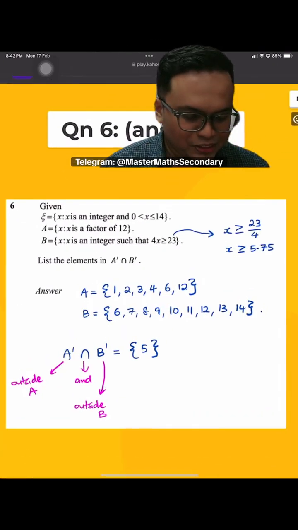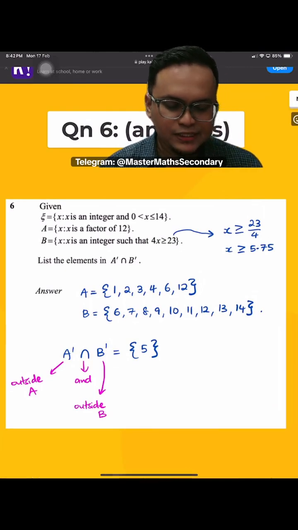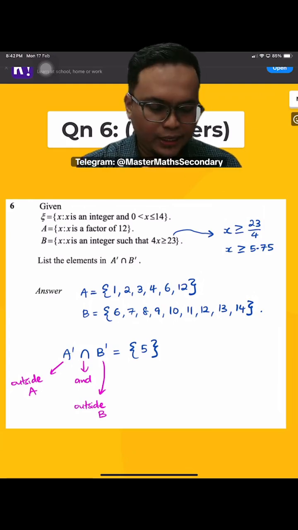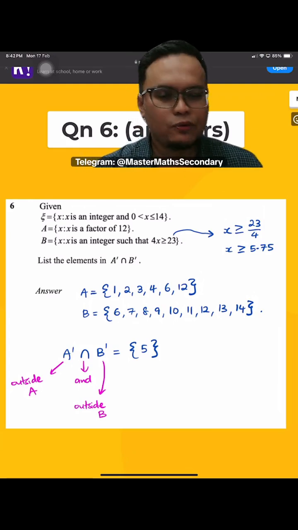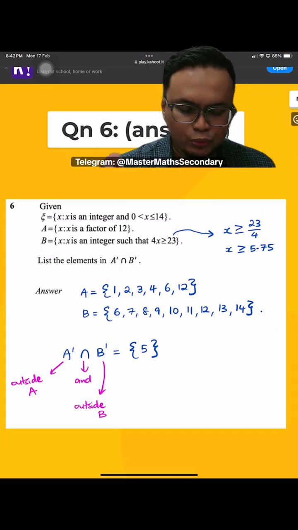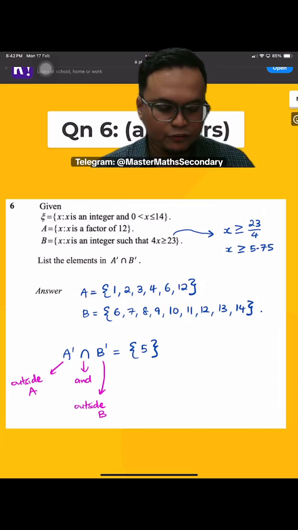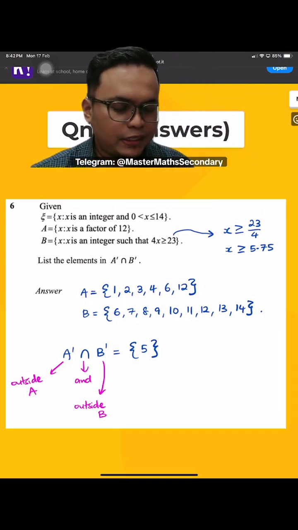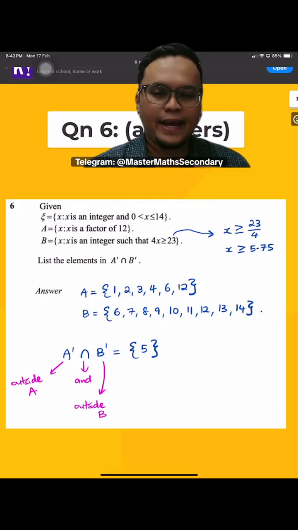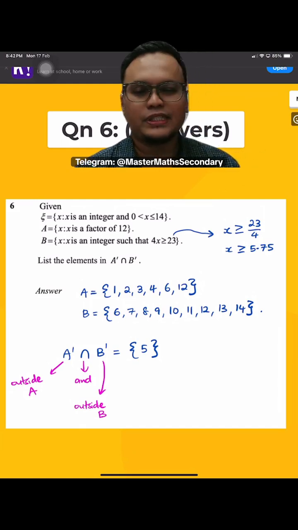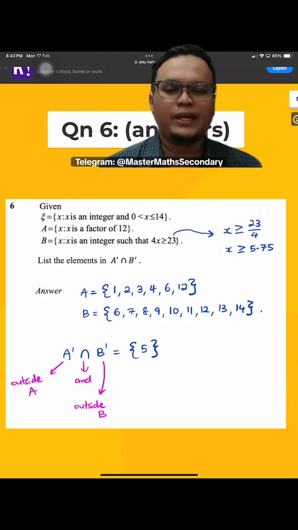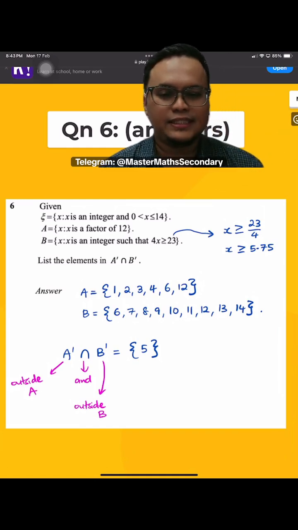For this question, the universal set basically tells us that we are looking at numbers from 1 to 14. More than 0, strictly more than 0, means 0 is not included. Now, factors of 12 between 1 to 14 will just be 1, 2, 3, 4, 6, and 12. If you solve the inequality, you are going to get x more than or equals to 5.75. So we're looking at elements 6, 7, all the way until 14 to be in the set B.